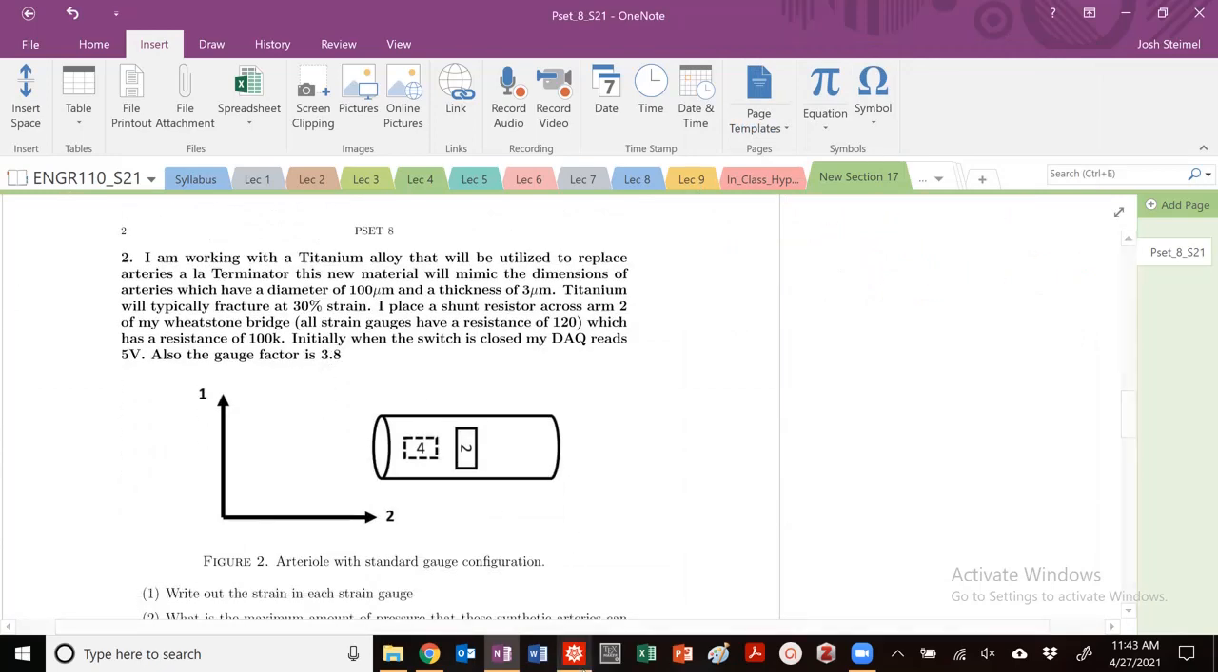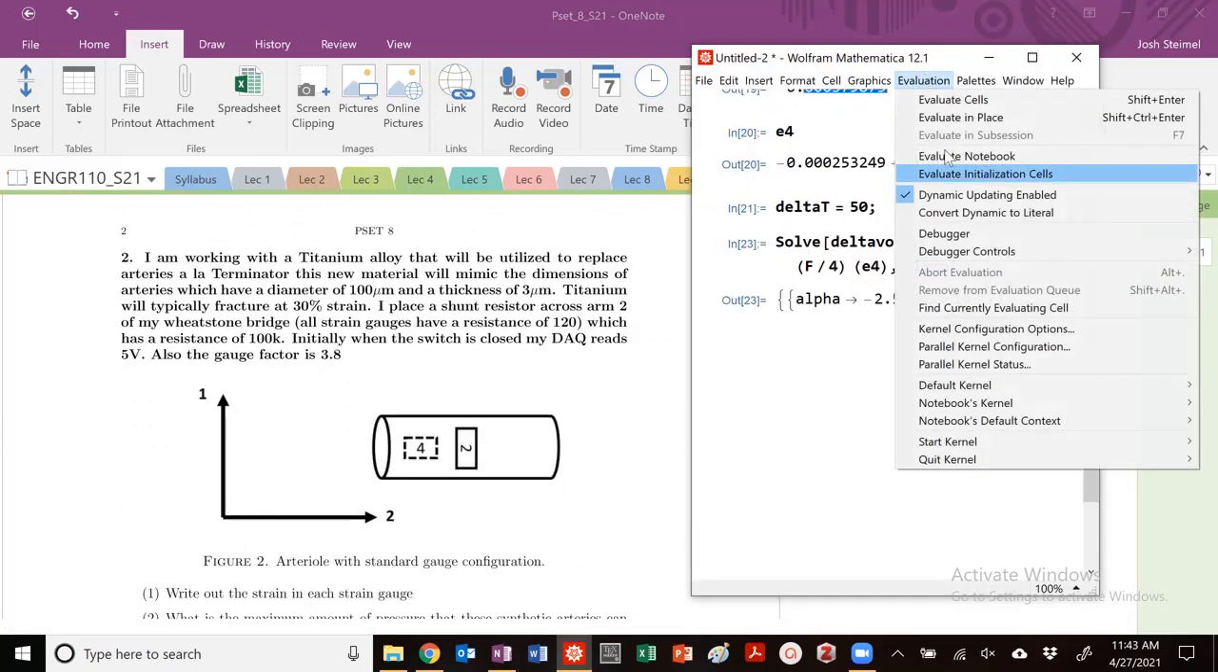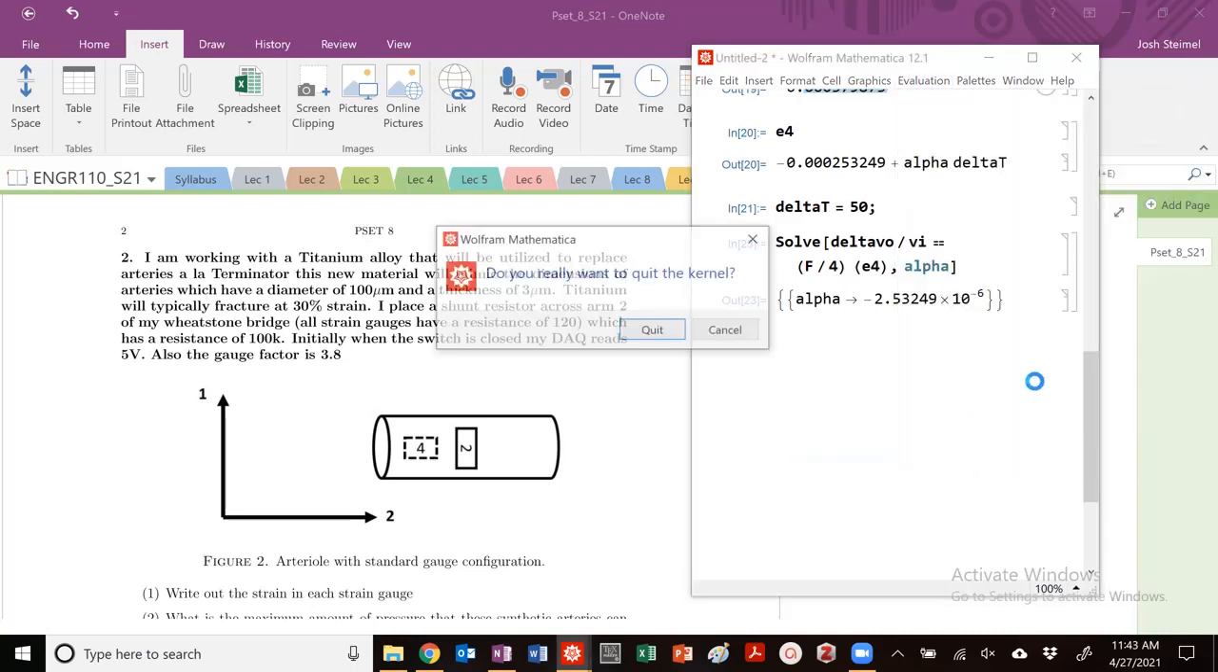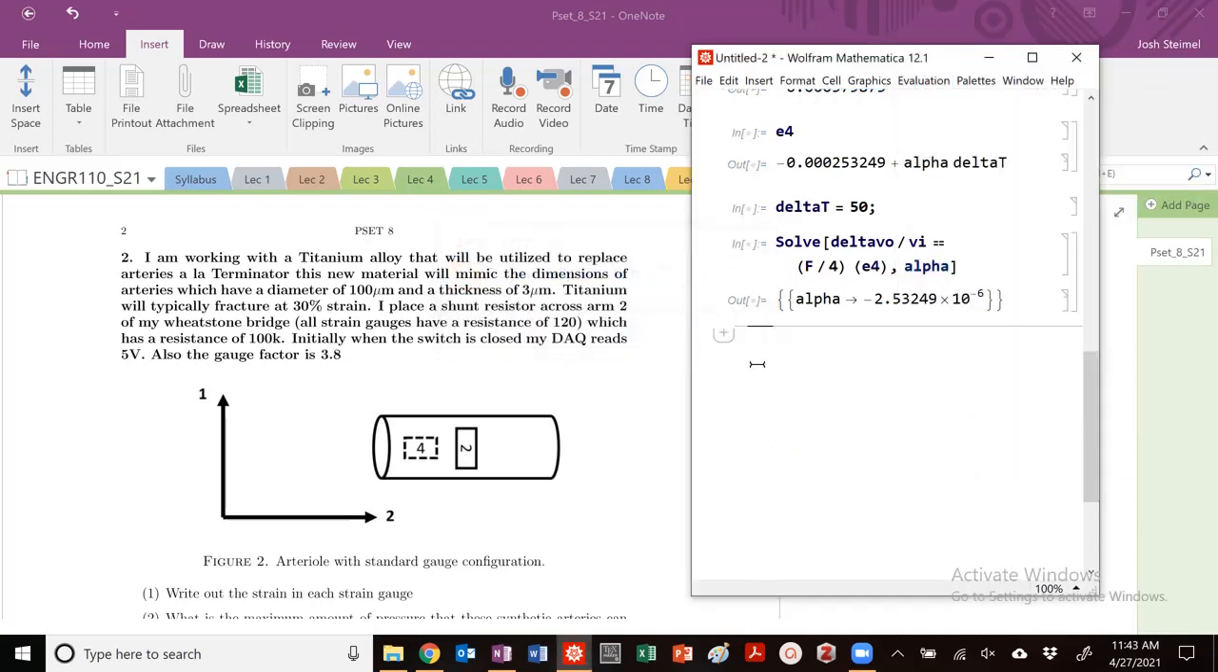Working with a titanium alloy now. So I'm going to go ahead and quit this kernel. Look over here. So I'm going to do number 2. So working with a titanium alloy that will be used to replace arteries a la the Terminator. So titanium, so my Y is equal to 100 times 10 to the 9. My nu is equal to 0.3, excuse me. So here we go.